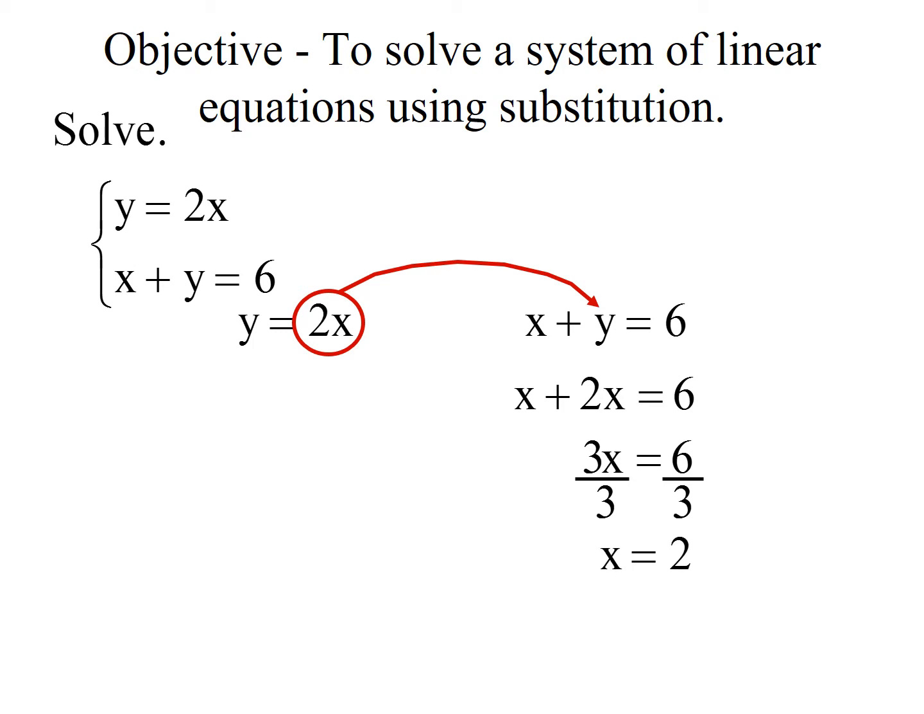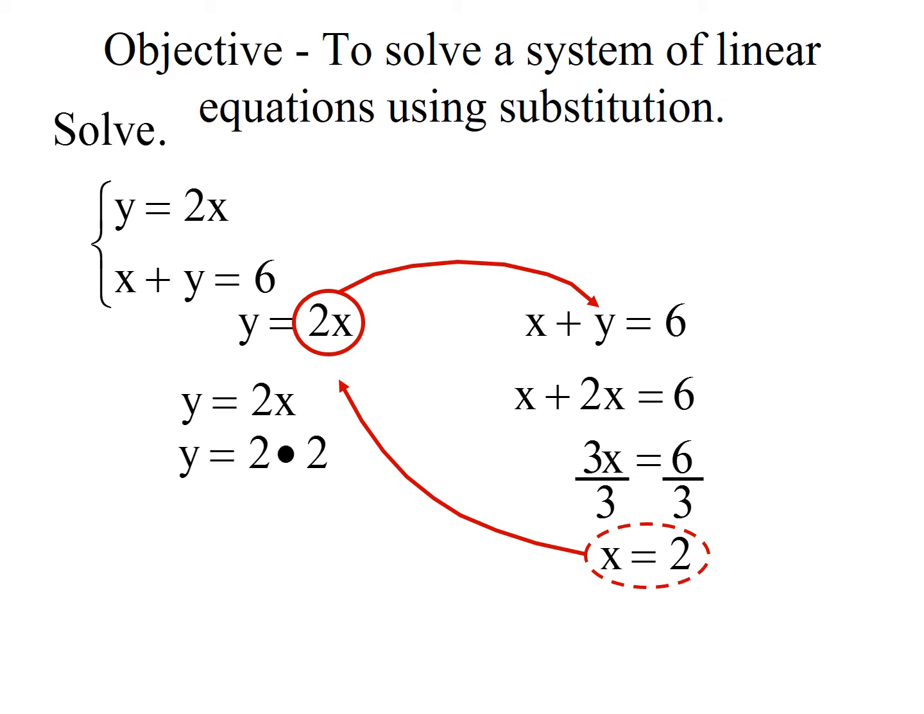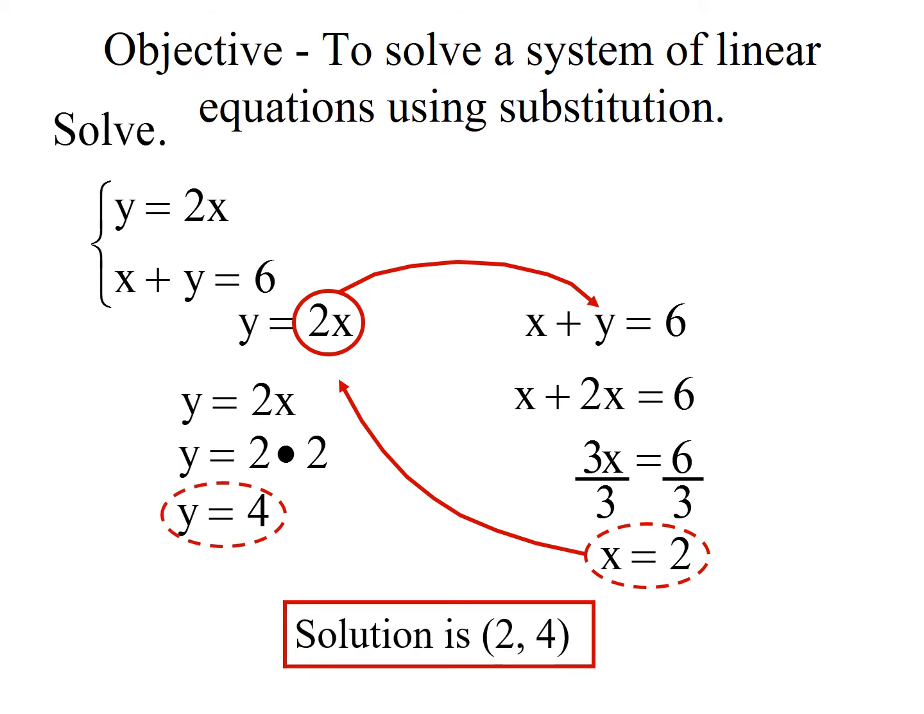Now, I'm not done yet. I need to find the value for y. So what I'll do is take this answer and substitute it back into the original equation. So y equals 2 times the value of x. The value of x is 2, so y equals 2 times 2. Therefore, y equals 4. Put that all together, and our solution to this system is (2, 4).